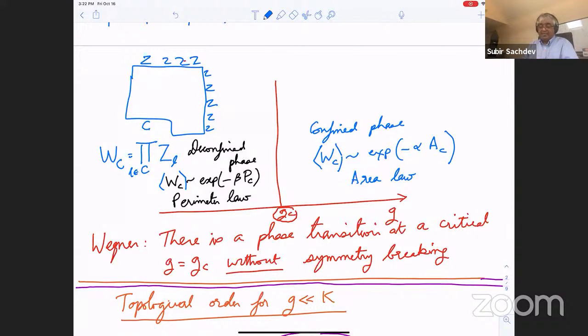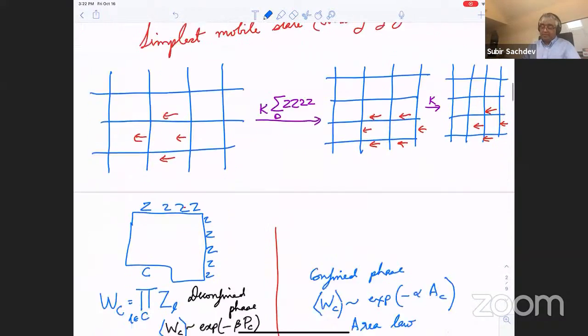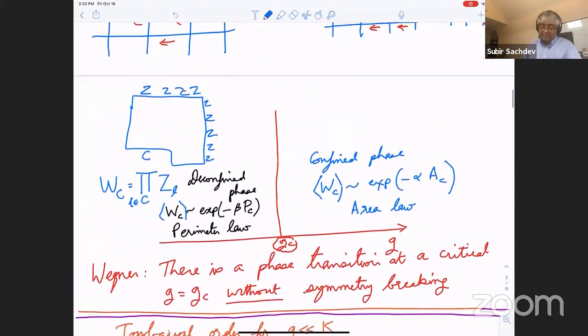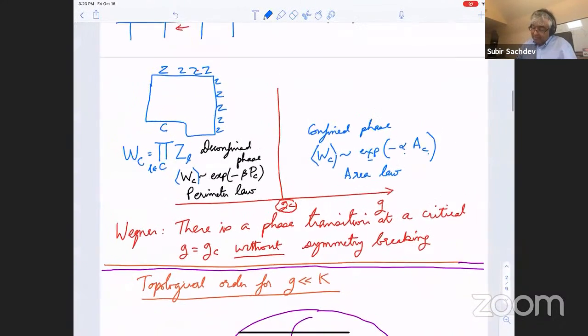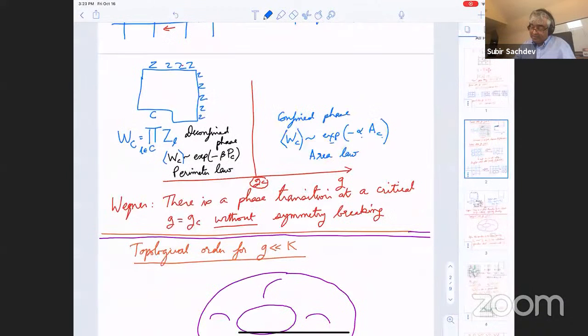So what you can show by exactly these methods that I've just been describing here is that for very large g, so first of all, this is a gauge invariant object. You can see that this W_C commutes with all the G_I, again, because it's just defined on a closed loop. And if you look at the expectation of W_C in the confined phase, it's exponential minus some number times the area enclosed by the contour. So that's called the area law phase, the confinement phase. And how does that work? Well, you can just try to actually do the calculation in perturbation theory, and you'll see that that has to work out that way for very large g.